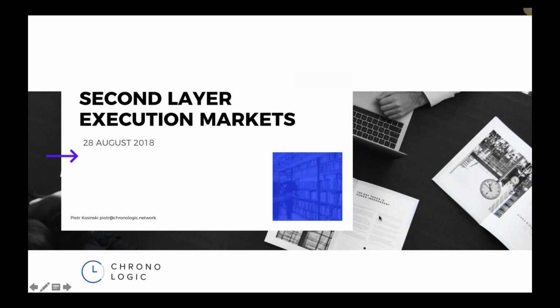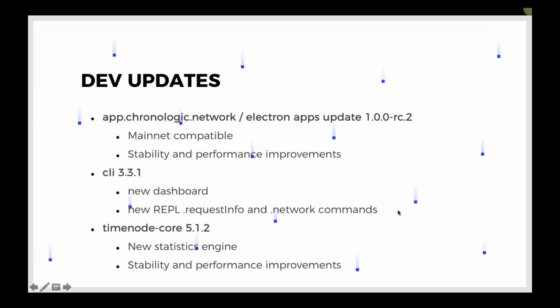But before we get into the second layer execution markets, let's go through a couple of updates. So what we have is the new releases on the app ChronoLogic.network, new releases of our DApp with the Electron. So the latest release is 1.0.0-RC2, which is mainnet compatible, and it has a number of stability and performance improvements. So hope you guys have probably already tried it out and seen it, but we're really excited about this release.